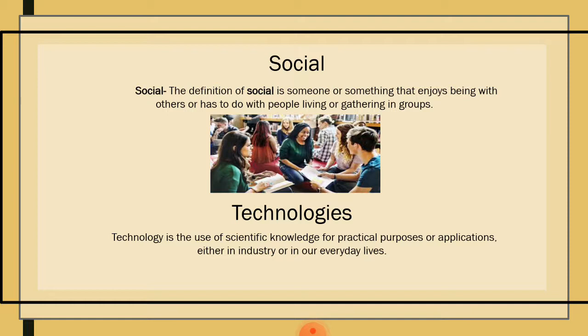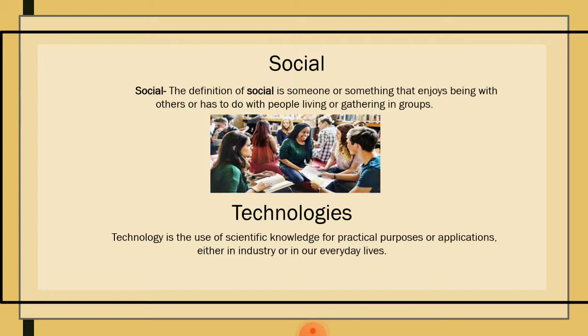is human or the people. And an example of social is a group of people laughing and chatting together, which you can see in the picture below. Now, let's talk about the word technologies.